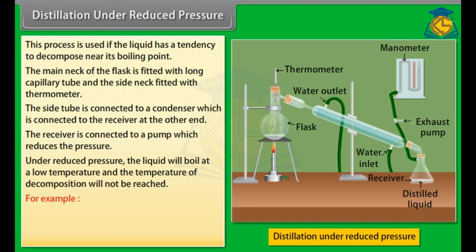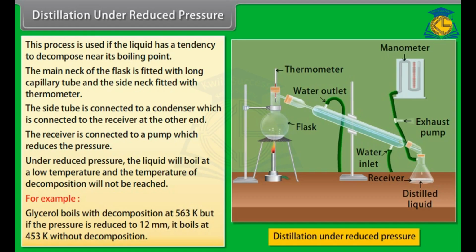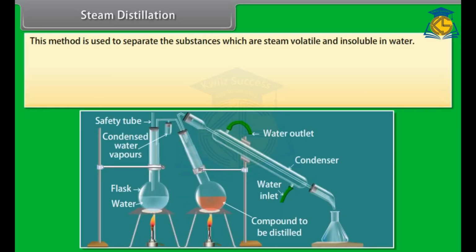For example, glycerol boils with decomposition at 563 Kelvin, but if the pressure is reduced to 12 millimeters, it boils at 453 Kelvin without decomposition. Steam distillation. This method is used to separate the substances which are steam volatile and insoluble in water.